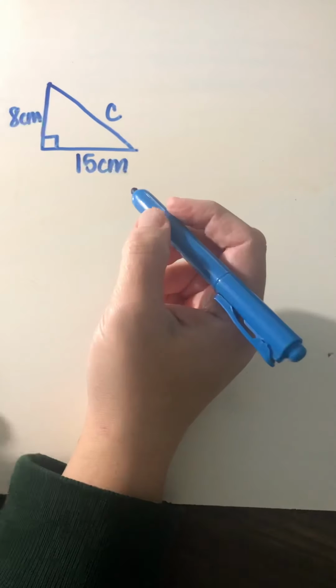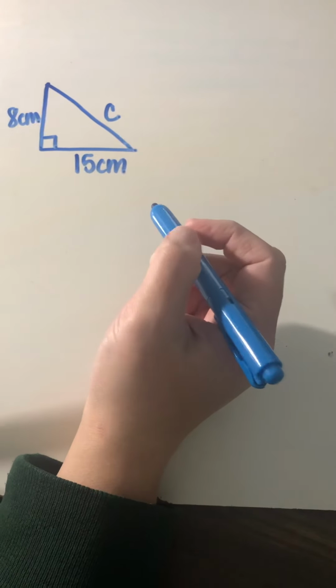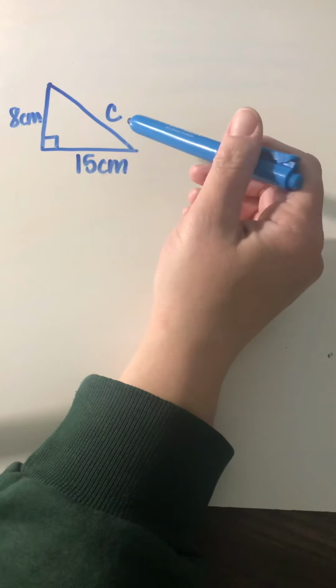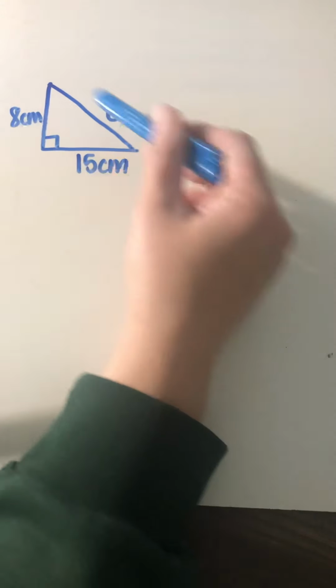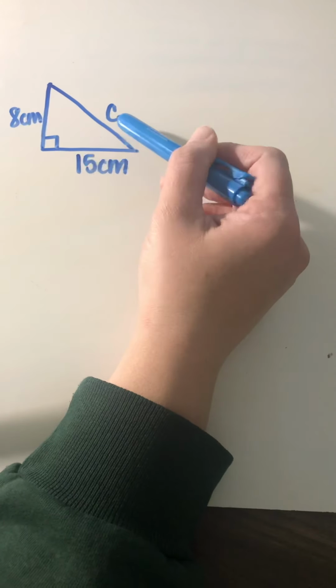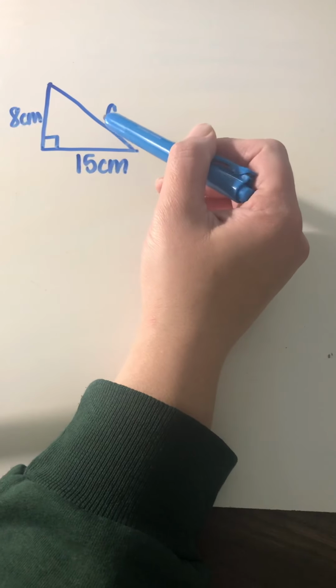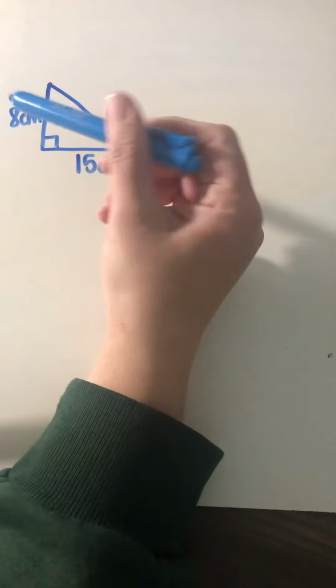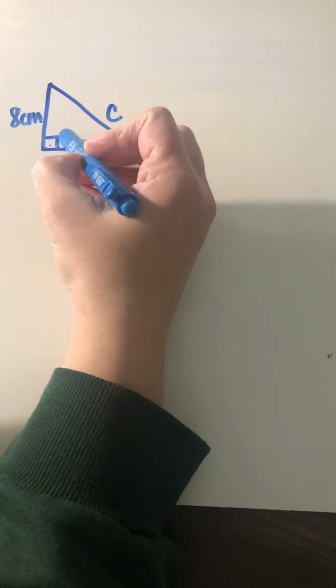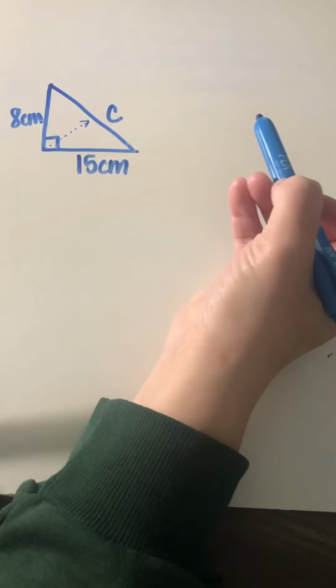Okay, so here we're going to get ready to solve the Pythagorean theorem. We're going to find the missing side of our right triangle. Remember, the longest side of your right triangle is the hypotenuse. The hypotenuse is always C in our formula. It's the one that is directly across from the right angle.